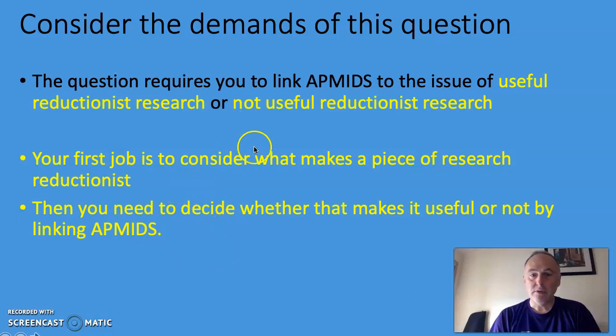The question requires you to link ATMID to the issue of useful reductionist research or not useful or less useful reductionist research. Okay, so the first thing that you need to do is to think about what makes a piece of research reductionist. Then you need to decide whether that makes it useful or not by linking ATMIDs to it. So the first thing to do is, when is a piece of research reductionist? What makes it reductionist? So consider, if you will, the definition of reductionism.